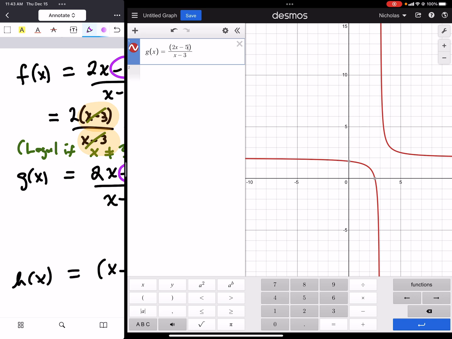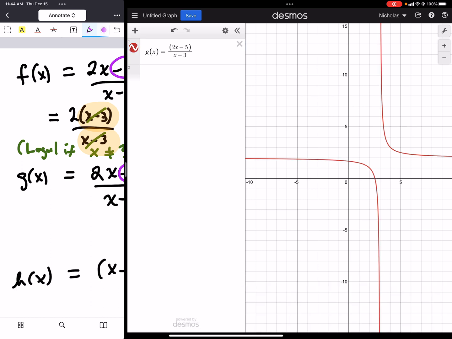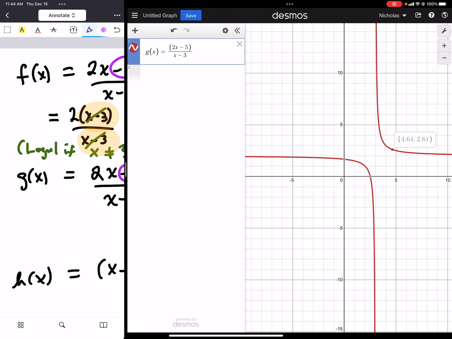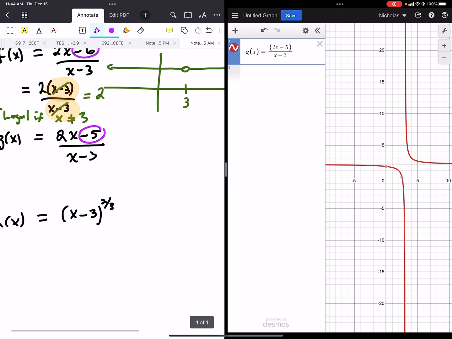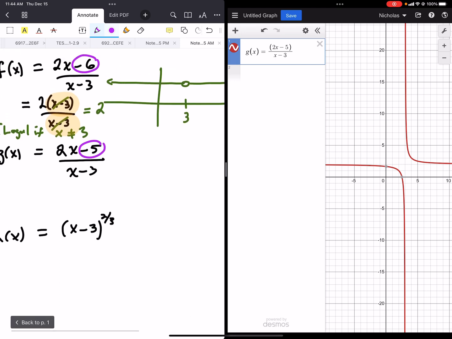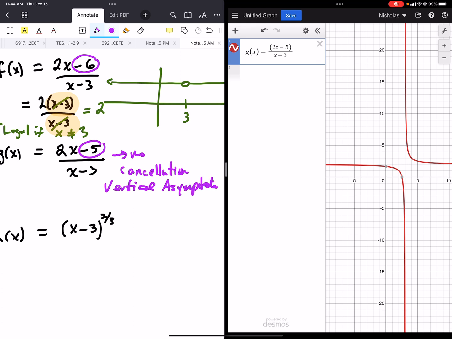And all of a sudden, the hole is not there anymore, but what is there is a vertical asymptote. Hopefully you can see, as we get close to 3 now, we're getting really, really negative values from the left, and as we get closer to 3 from the right, we're getting really, really positive values. This happens when there's no cancellation, because I can't factor 2x minus 5. So I get a vertical asymptote. Notice I've not taken any derivatives here. Right off the bat, I can determine if I have a hole or a vertical asymptote.